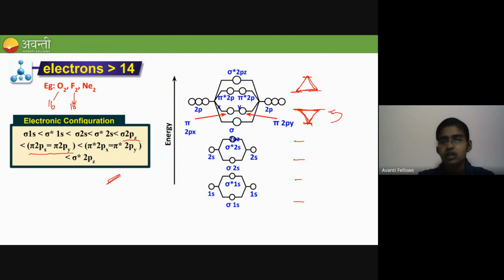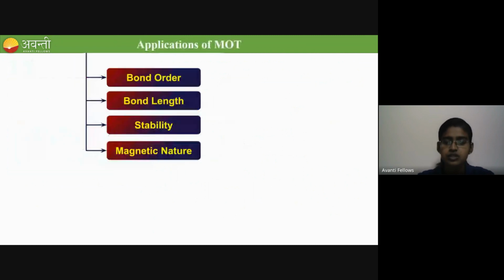Now, what are the applications of molecular orbital theory? What all can we find out by using this theory? So we can find 4 properties. One is bond order and the other one is bond length. Third is stability. Fourth is magnetic nature.